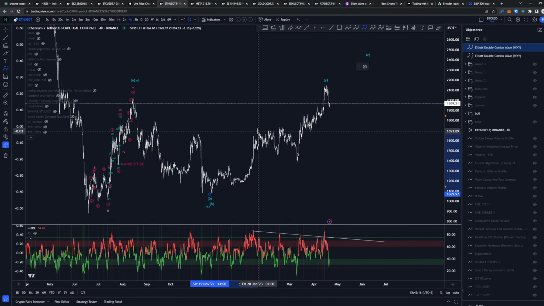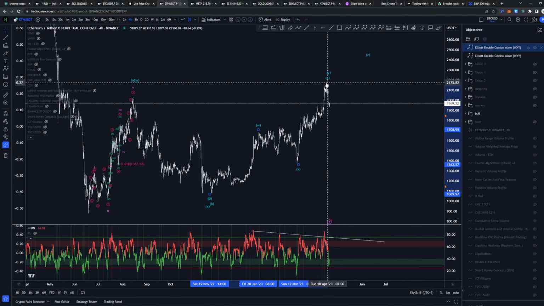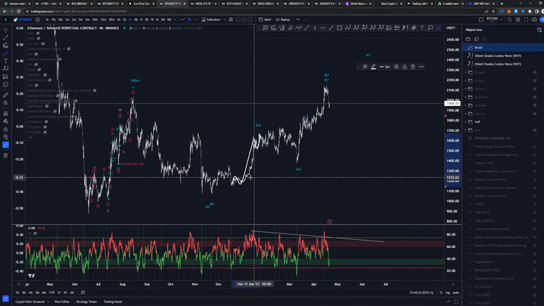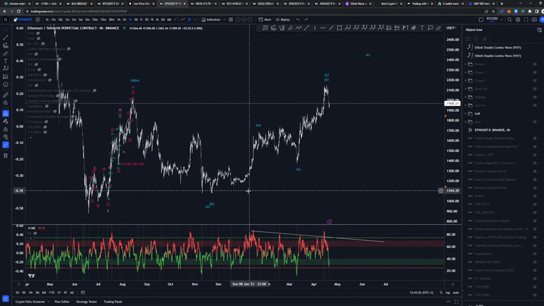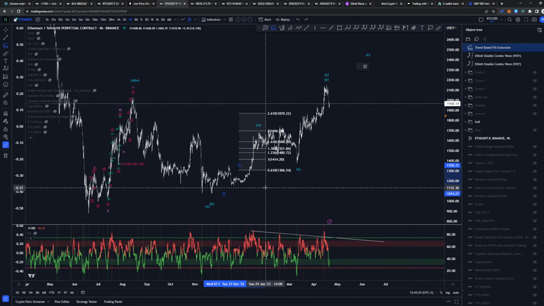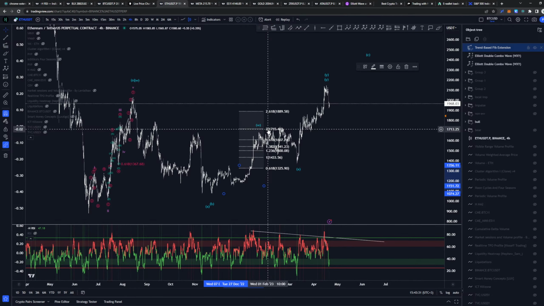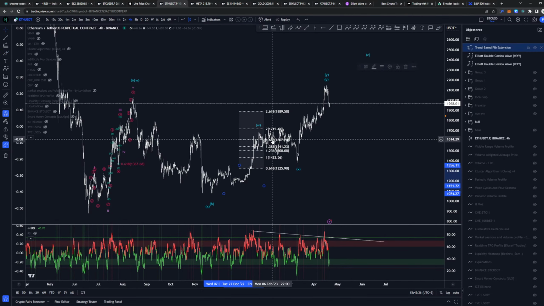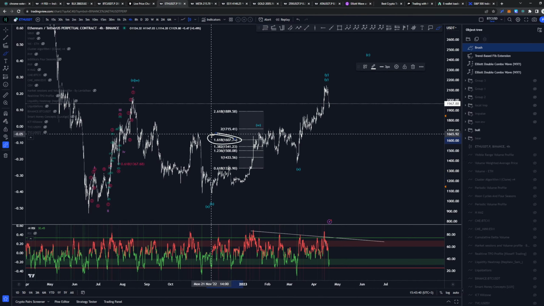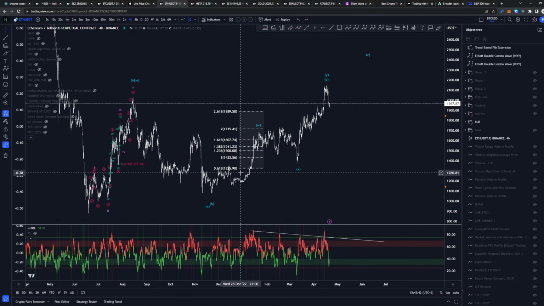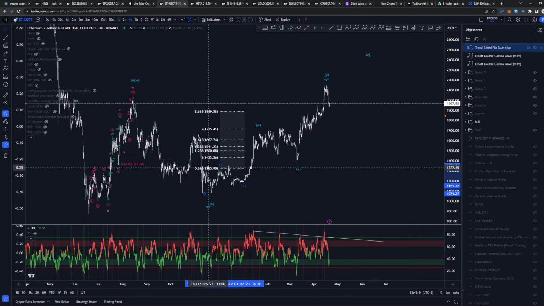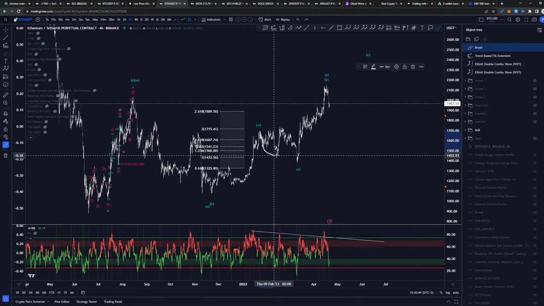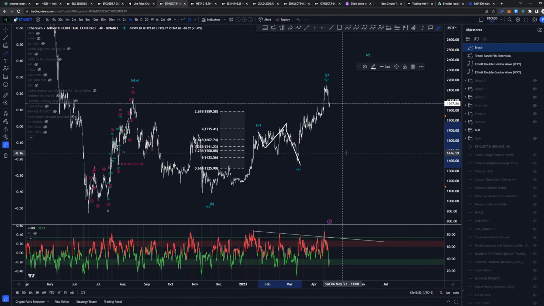But again, some kind of WXY here would fit. We have impulsive characteristics here in the wave structures, but again, they're not extremely extended. We don't tag the 2-to-1 extension here. If we had tagged that, again, less probabilities. Even with the 1.618 here, the probabilities are with the more bullish count. That's why we were looking at this as 1, 2, 3, 4, and 5, rather than having this as a structure like this or structure like that.